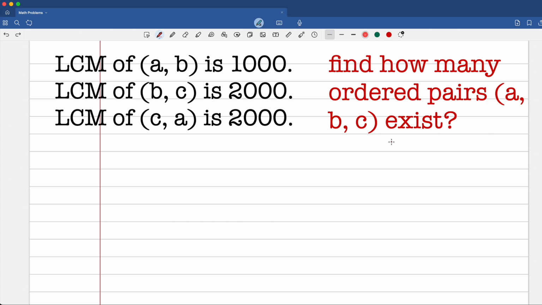And in today's problem, we have three numbers A, B, C such that the LCM of the first two, A and B, is 1000, the second and third, B and C, is 2000, and that of the first and third, which is C and A, is 2000. How many ordered sets of numbers A, B, C exist? Okay, so this is the question that you need to solve.